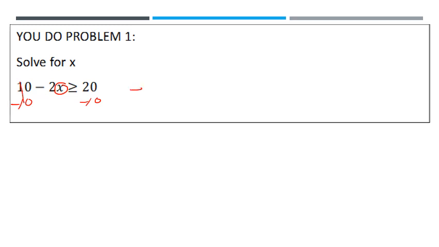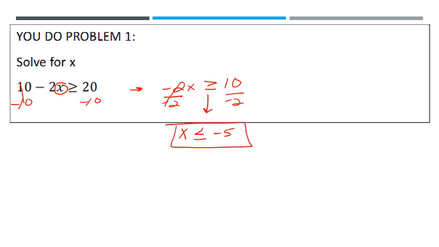And that's going to lead you to having negative 2x is greater than or equal to 10. Then you're going to divide by negative 2. Divide by negative 2, that becomes 1, Casper the friendly 1. And we're left with x. But key thing here, we divided by a negative, so it becomes a less than or equal to. And 10 divided by negative 2 is negative 5. There it is.